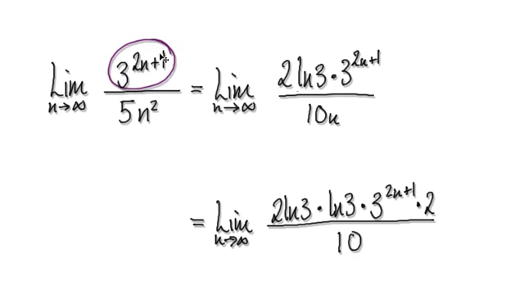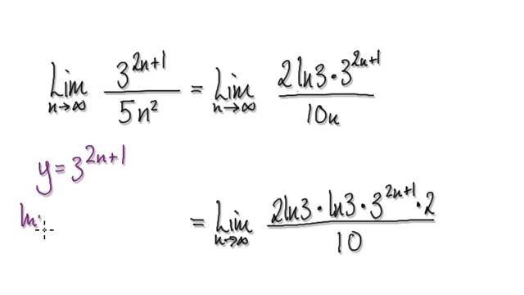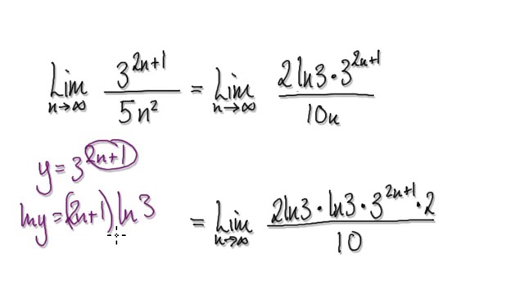So when you come to differentiate this, you can think of it as being, let's say, y equals 3 to the power of 2n plus 1. So take the natural log of both sides. So this thing here will come down, so it will be like this, and then natural log of 3. So now use implicit differentiation. So this will be 1 over y dy by dx. You should know how to do this by now.